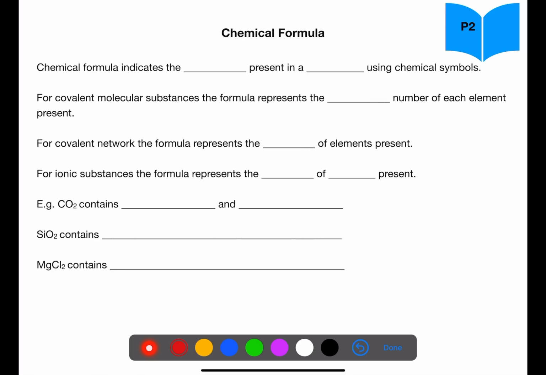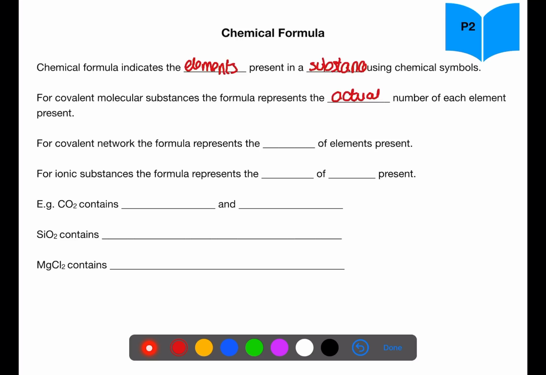Let's have a look at what chemical formulae represent. The chemical formula of a substance indicates the elements present in a substance using chemical symbols. This can differ depending on what type of substance you have. For covalent molecular substances, the formula represents the actual number of each element that is present.